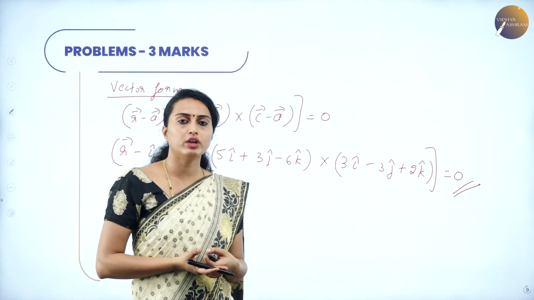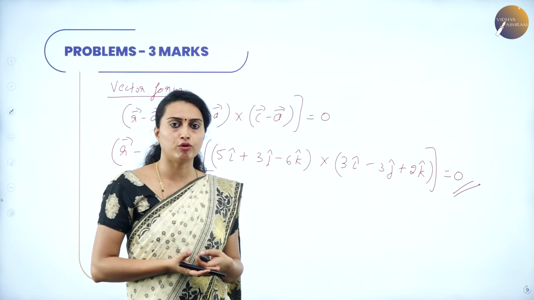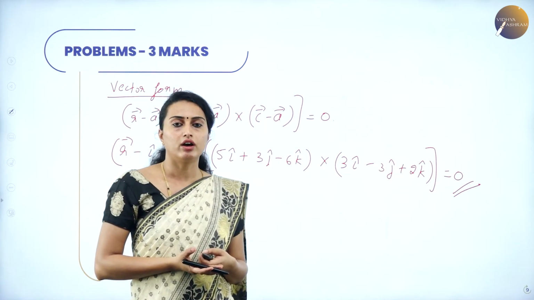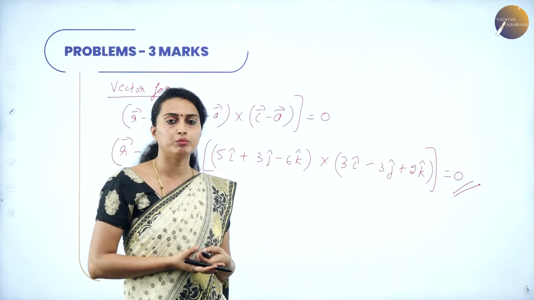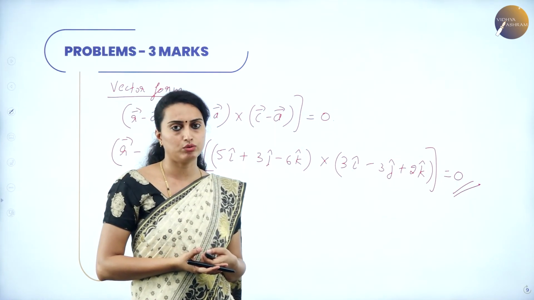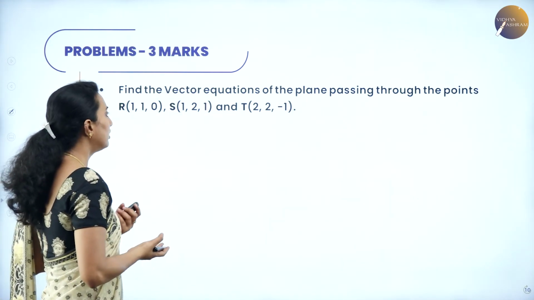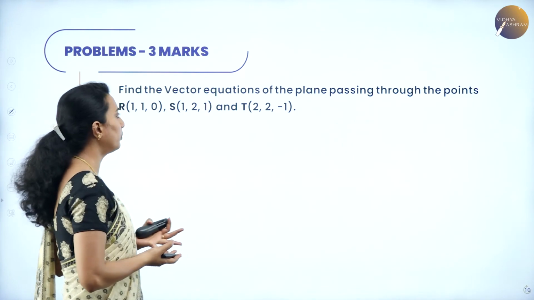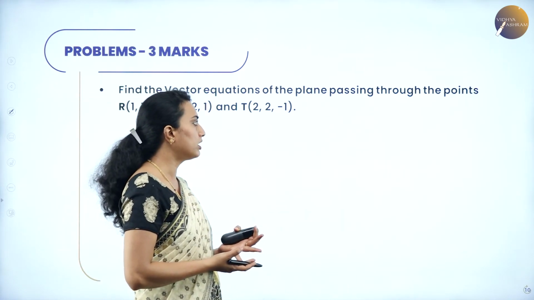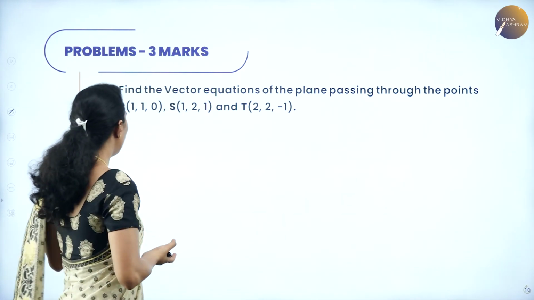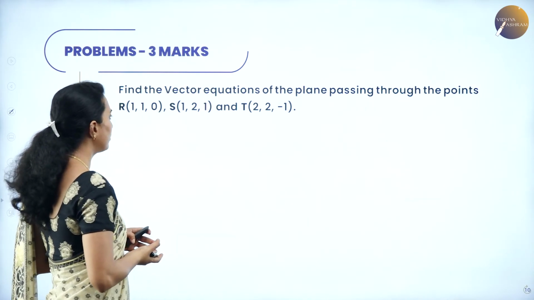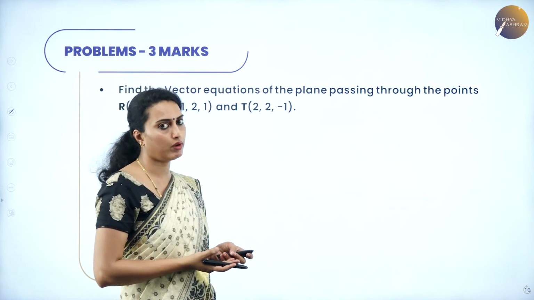If you want, you can try it out for the Cartesian form by writing the three rows; the determinant will be equal to 0. Right? Now we'll be moving on to the next problem. Here also they have asked: find the vector equation of the plane passing through the points R(1, 1, 0), S(1, 2, 1), T(2, 2, -1).